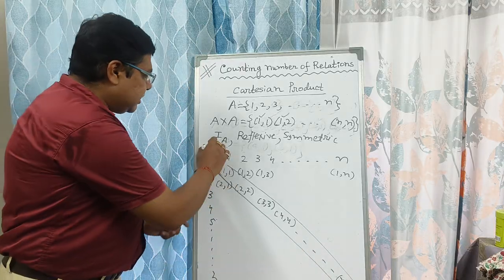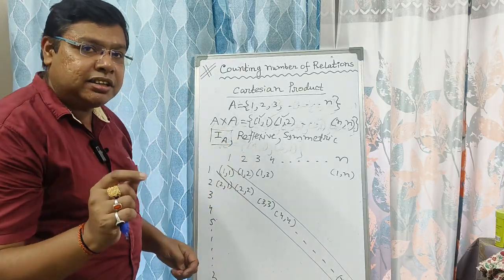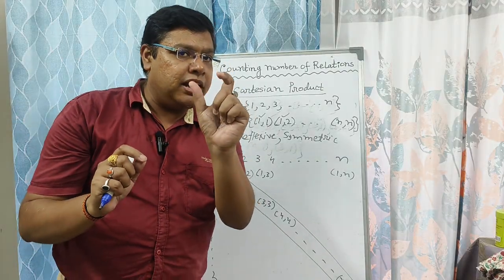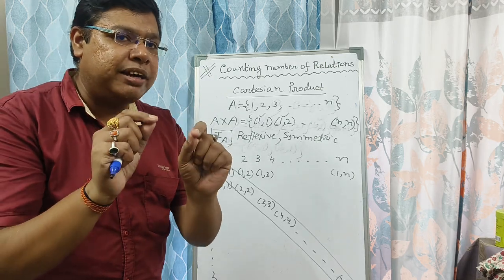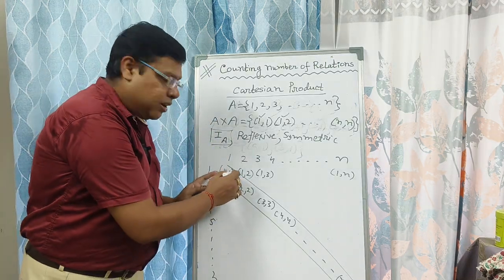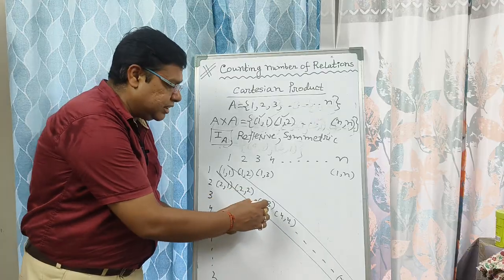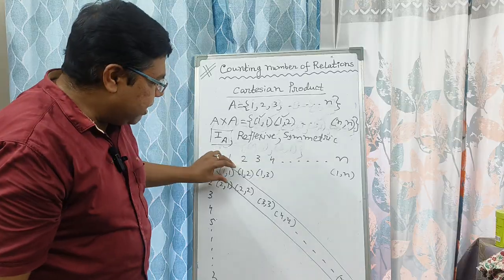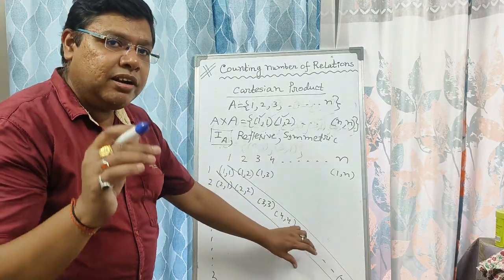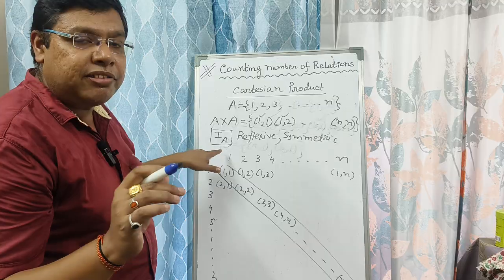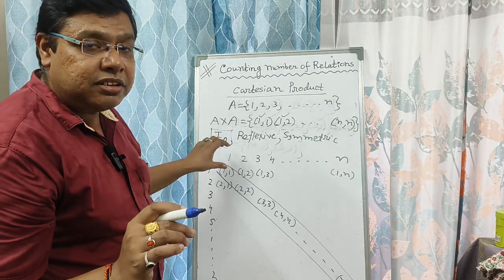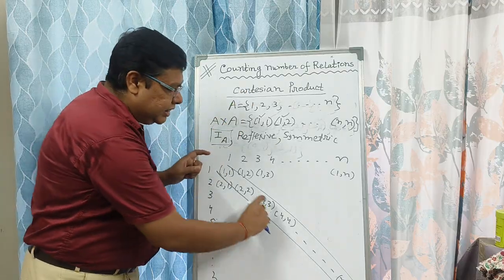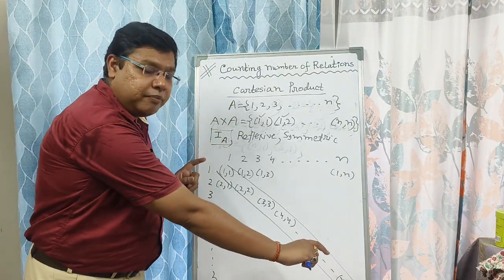Clear? Now, what is the identity relation? In the identity relation, the relation is between the same elements only. I am focusing on the word only. 1 has relation with 1, 2 has relation with 2, 3 has relation with 3, and n has relation with n. If I take all these pairs, I will write them as IA, meaning the identity relation. So in the identity relation on A, from set A to set A, these are my elements. Clear?